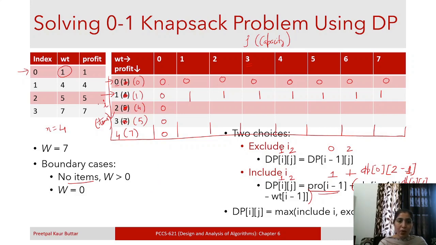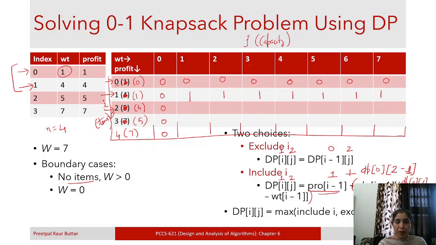So now we move to the next row. Next row means now you have two items. You have the item at index 0, you have the item at index 1. Now you have two items. So now the things will change. You can include this item or exclude this item depending on the capacity of your knapsack and the profit which you are earning. So let us see what we are getting in this row.